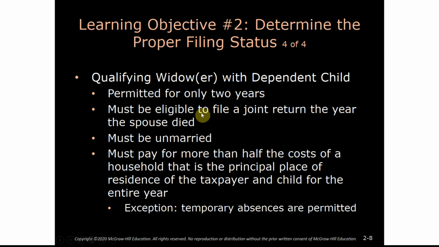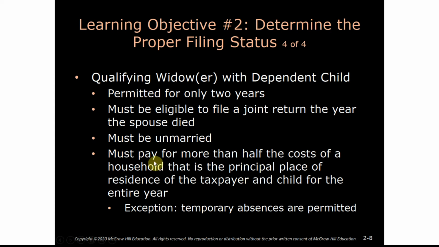So if a person, and I should say widow or widowed, depending upon the situation, this is permitted for 2 years, and this is a nice benefit for someone who's lost a spouse and has a dependent child. They can file as though they were married for the next 2 years. So in addition to the year of the death of the spouse, there is an additional 2 years where that taxpayer can get the benefits of married filing joint by filing with this status of qualifying widow or widower.